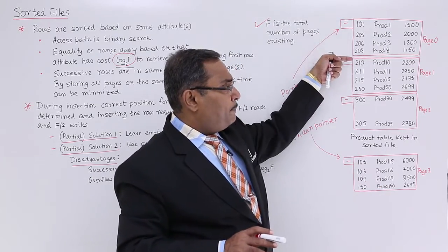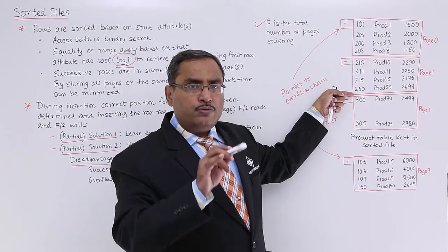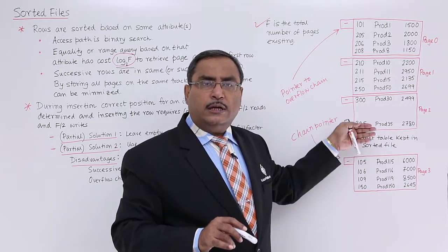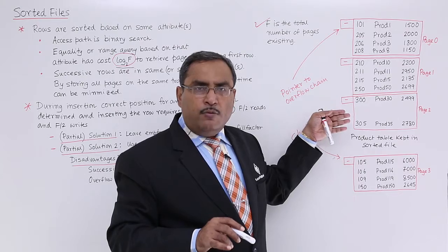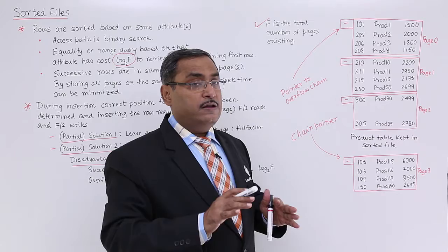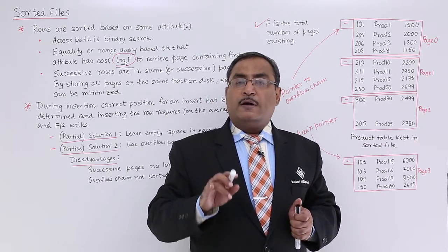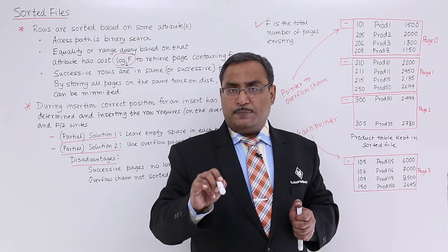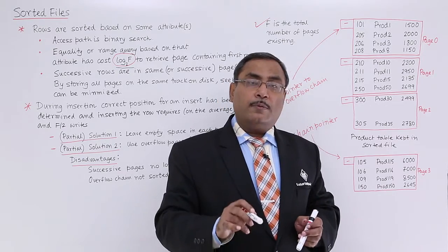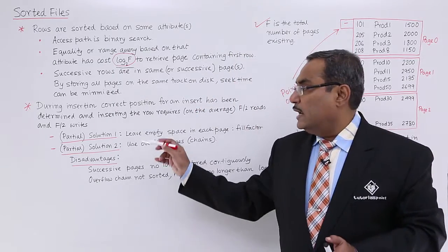So f by 2 pages are to be read to get the required location of the new record to be inserted. And then f by 2 pages are to be read so that they can be shifted to make room for the new tuples to be written there. That is very costly, because f by 2 pages are to be read to get the desired position of the new tuple, and then f by 2 pages are to be rewritten to make room for it. So that is very costly.